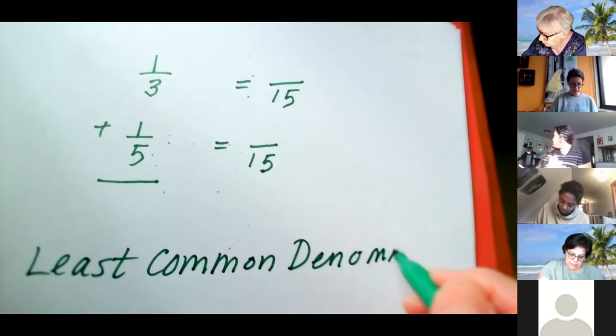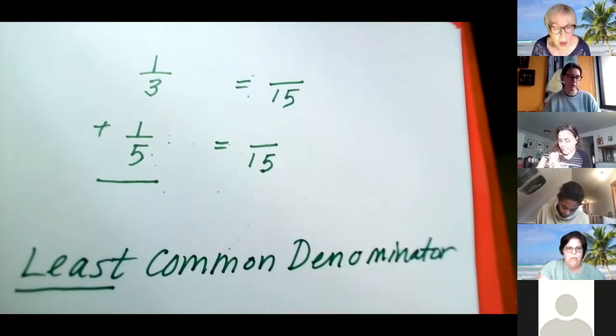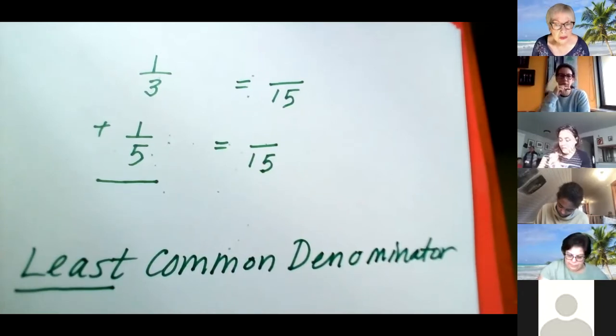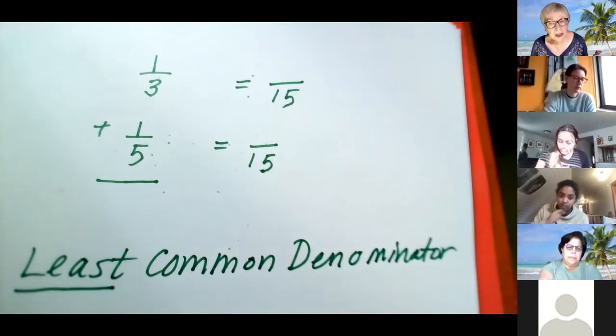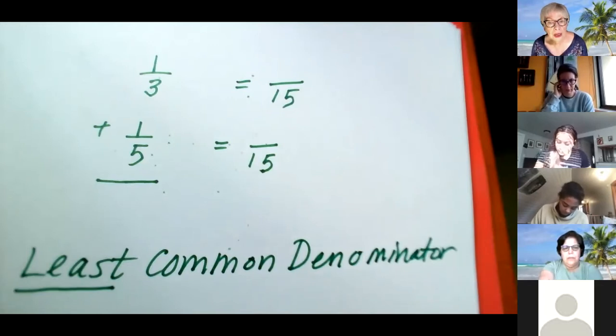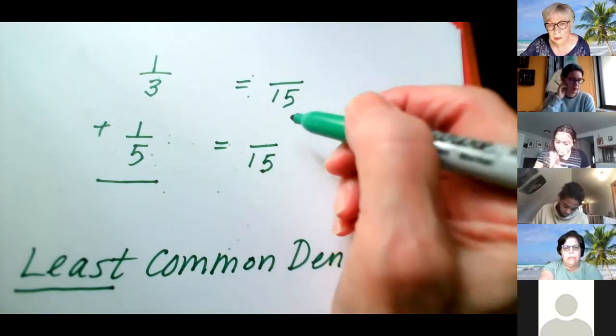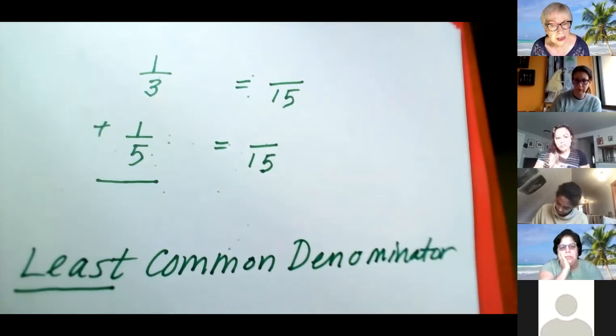The reason I say least is we want the lowest. We don't want numbers like 150, which would have been a good denominator, but not the least. Why do we want the least? Because as the numbers get larger and larger, the problem gets more and more tiresome and difficult. So we want to work with the one that will be the lowest and still work for us. Does that make sense that 15 is the correct one?